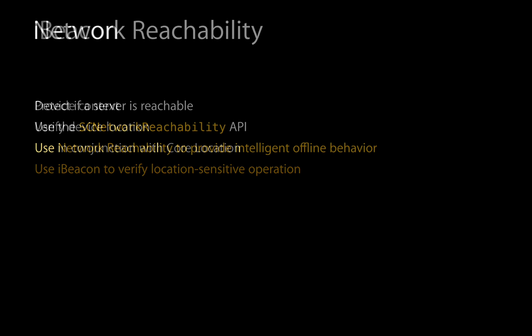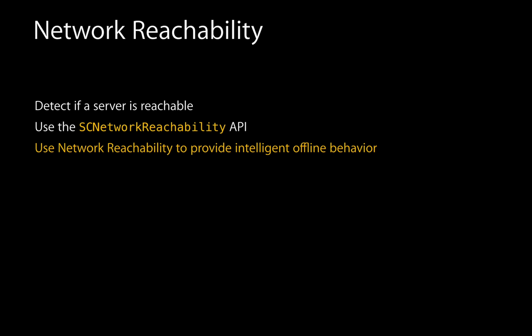All right, next, I'd like to talk about network reachability. Network reachability is a set of APIs that lets you know whether a server is reachable at all on the network. And best of all, it actually tells you when the server becomes reachable or becomes unreachable. So for the following example, I want you to note you can use network reachability to provide intelligent offline behavior. So back to Alex, and he's going to show you how that's done.